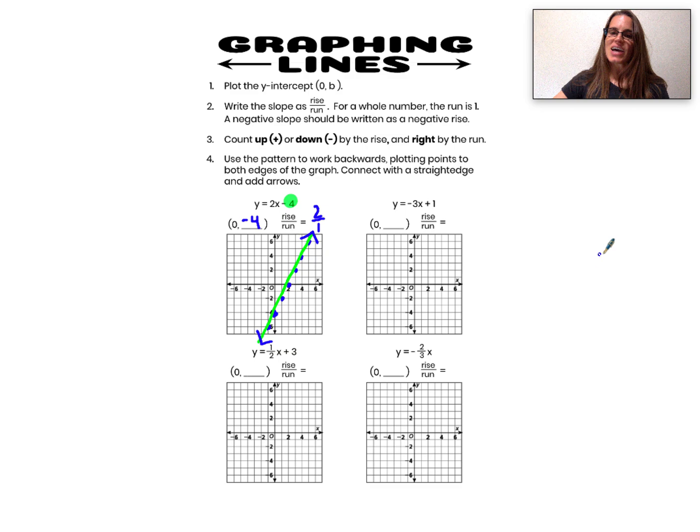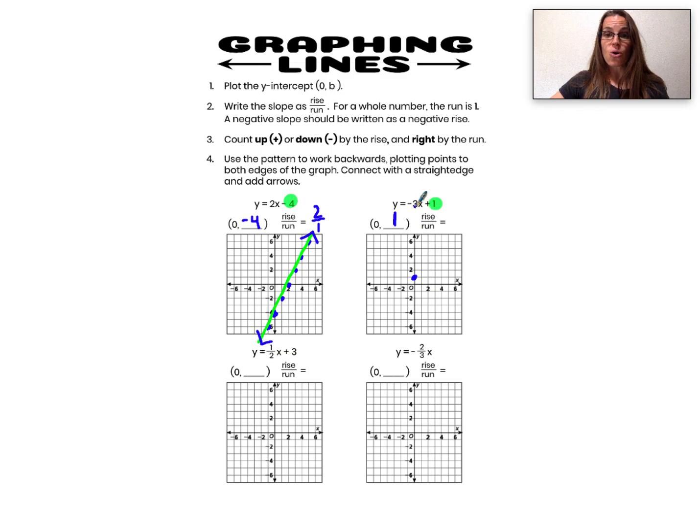Next example, y equals -3x plus 1. First point that I'll plot is the y-intercept, where my start value of 1 gives me the y-coordinate of the y-intercept. So 1 is the important value. That tells me the y-coordinate of my point on the y-axis. So x is 0, y is 1.